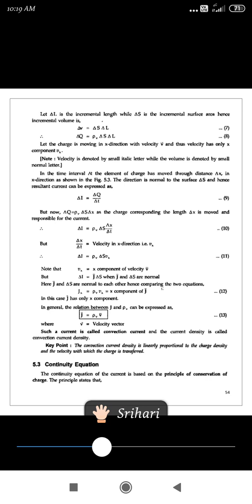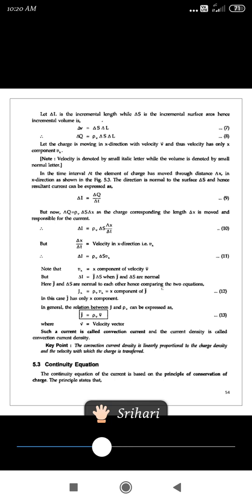Now let dl be the incremental length, while dS is the incremental surface area. The incremental volume is del v equal to del S into del L, where dq is equal to rho v del S del L. Let the charge be moving in the x direction with a velocity v, and the velocity has only an x component, vx.